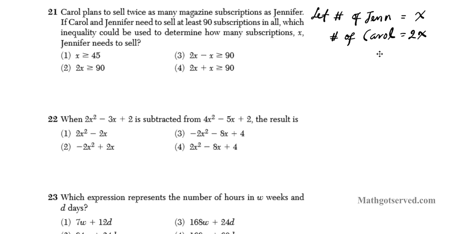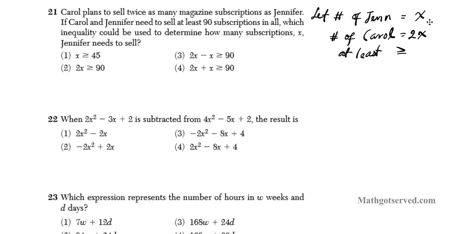All right, now we're also told that the sum of their subscription sales is at least 90. So what does at least 90 mean? It means that it could be 90 or what? 90 or higher. Okay, so at least basically means that it is greater than or equal. It could be that value or anything bigger.